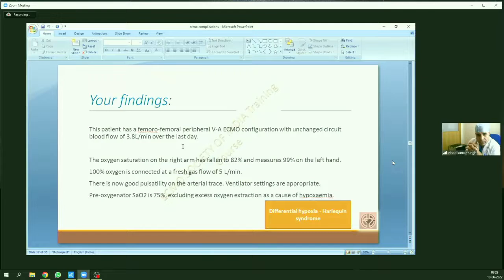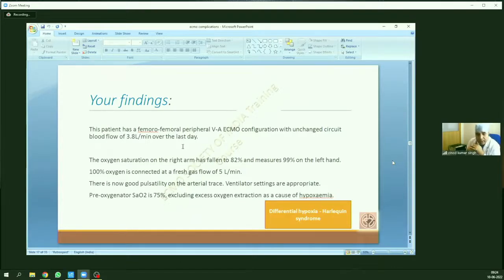You find that the patient is pre-oxygenated, and the oxygen consumption is 75%. That excludes an oxygen consumption related problem. So in this situation, you find that the left-sided saturation is okay, the right side is 82%, and the overall saturation is low. This particularly happens in patients who have VA ECMO support, and this is called Harlequin syndrome or differential hypoxia. You have to find it out and treat it.